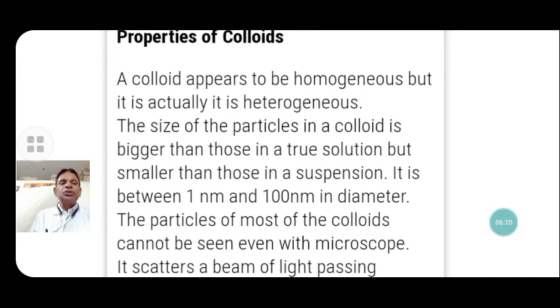The particles of most colloids cannot be seen even with a microscope. They scatter a beam of light passing through them, because the size of the particles scatters the light, so they are not visible by the microscope. Most colloidal particles cannot be seen even with a microscope, and they scatter the beam of light passing through.